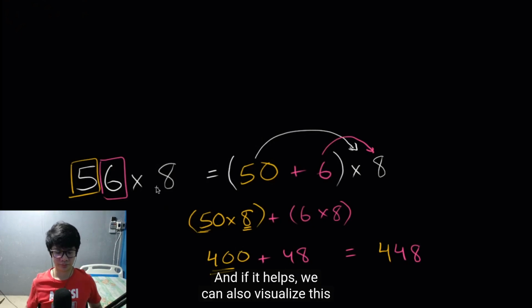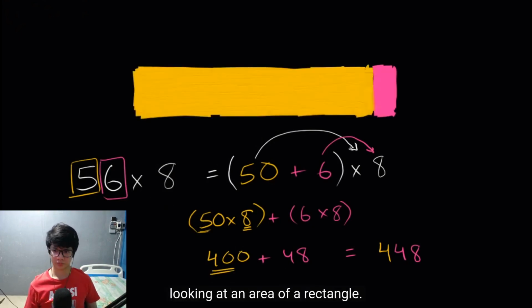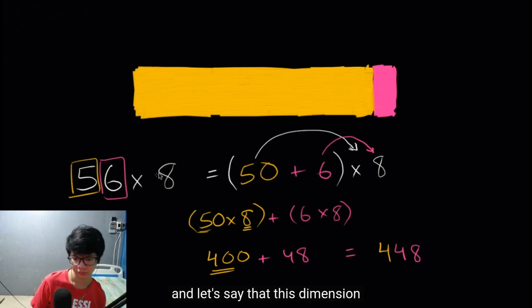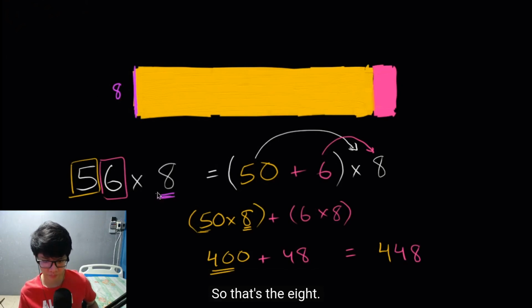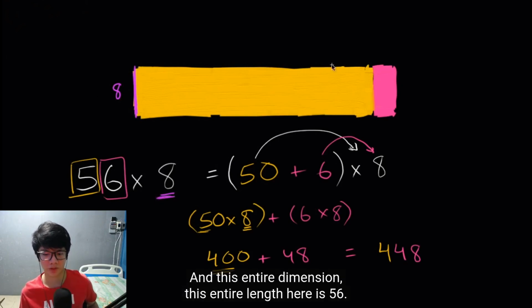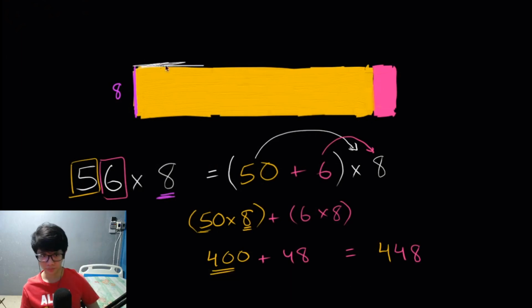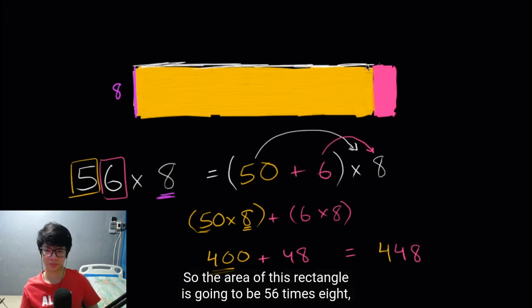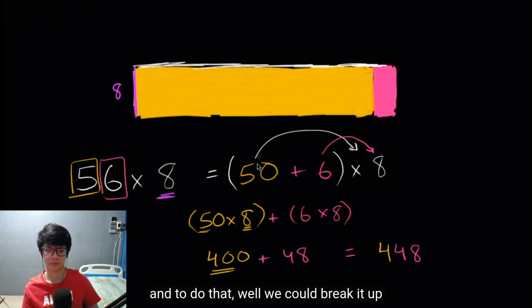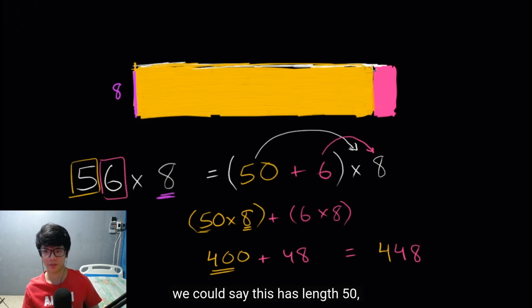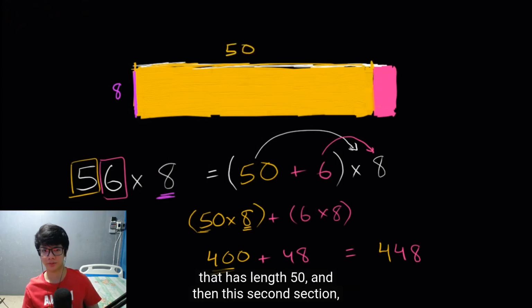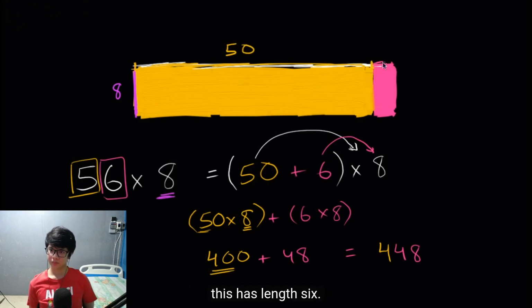And if it helps, we can also visualize this looking at an area of a rectangle. So imagine this rectangle right over here, and let's say that this dimension right over here is 8. It is 8 units tall. So that's the 8. And this entire dimension, this entire length here is 56. So the area of this rectangle is going to be 56 times 8, which is what we set out to figure out. And to do that, what we could break it up into is 50 and 6. So this first section right over here has length 50, and then this second section has length 6.